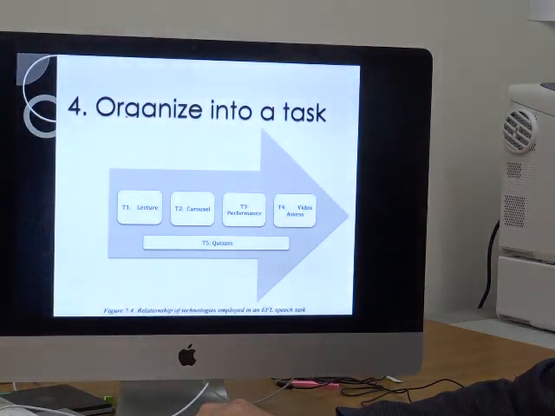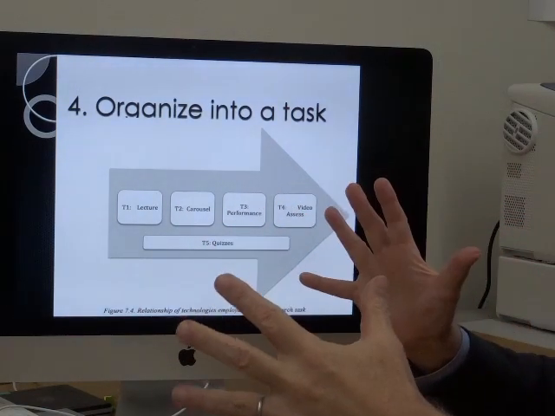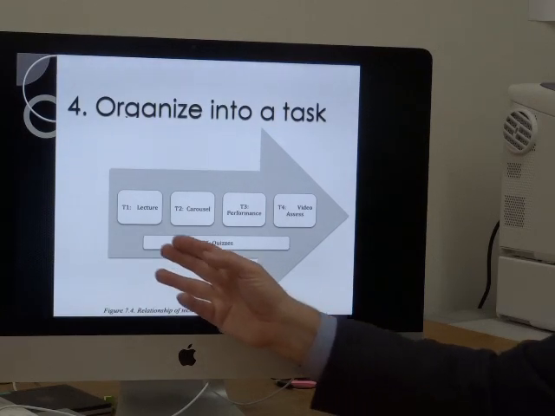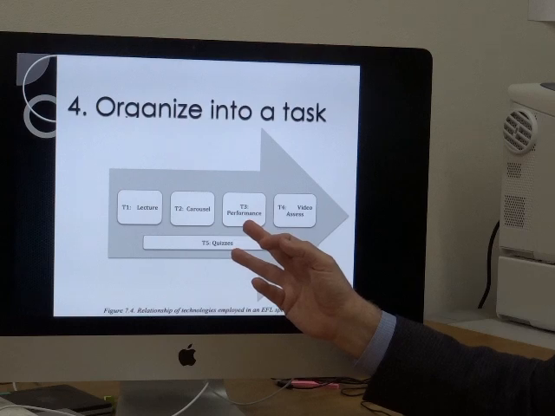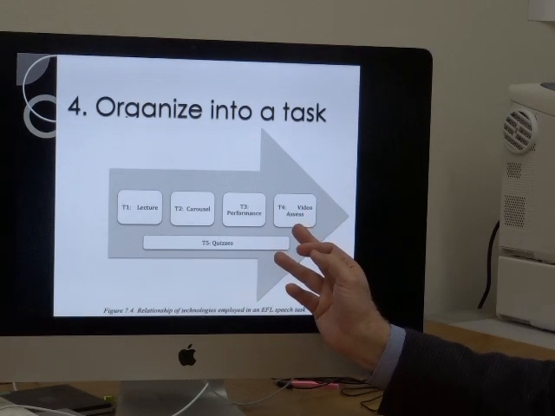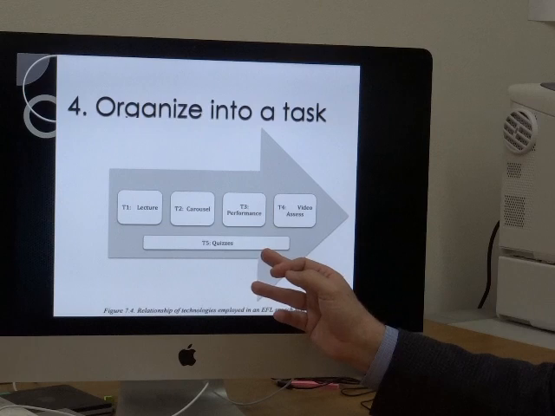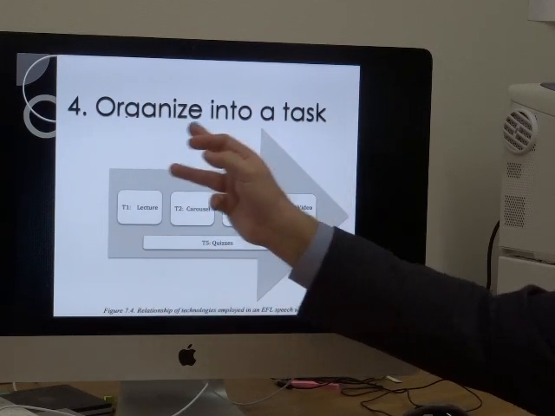You organize all of these little technologies into a task. Here's an example, a picture of a task. And I have a lecture, a carousel, fast pair switching, a live performance, and a video assessment where they look at the recording of what they did. All along here are some quizzes that they can do online to train themselves and learn it. And that is to do a task.